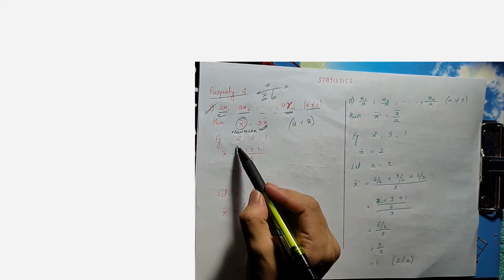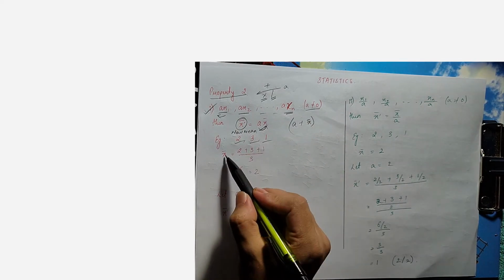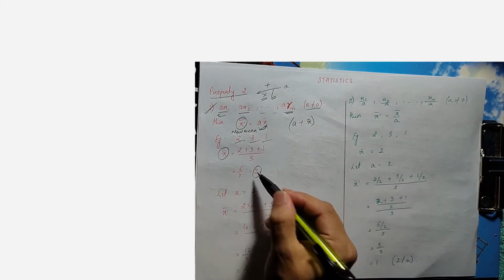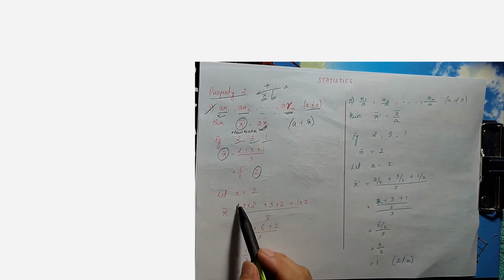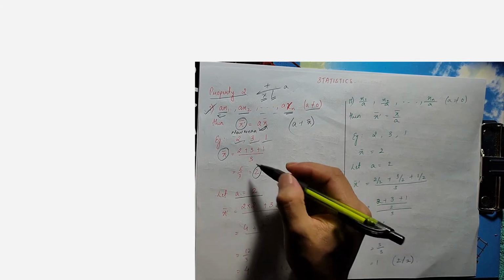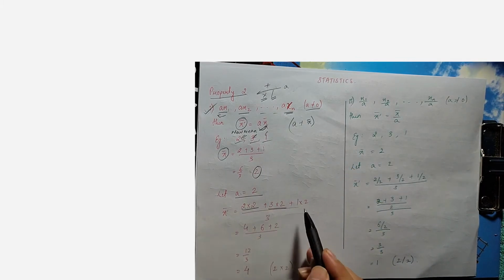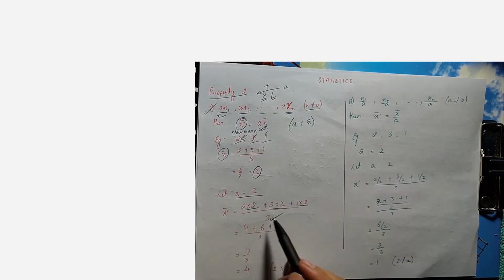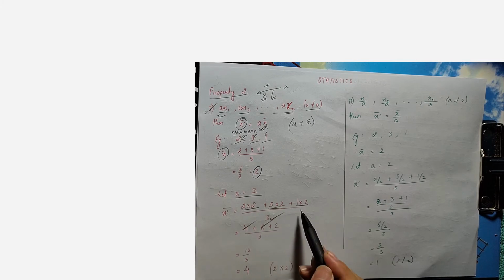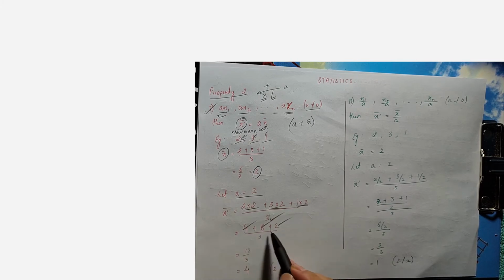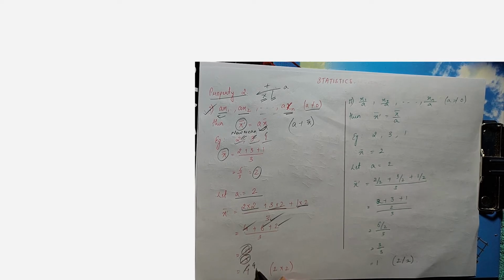Let's take the same example, 2, 3, 1. Your mean is 2. We have already seen that. Let a be equal to 2. That means you'll multiply all these numbers by 2. So 2 into 2 plus 3 into 2 plus 1 into 2, divided by 3. 2 into 2 is 4, 3 into 2 is 6, 1 into 2 is 2. 4 plus 6 plus 2 is 12, and 12 divided by 3 is 4.